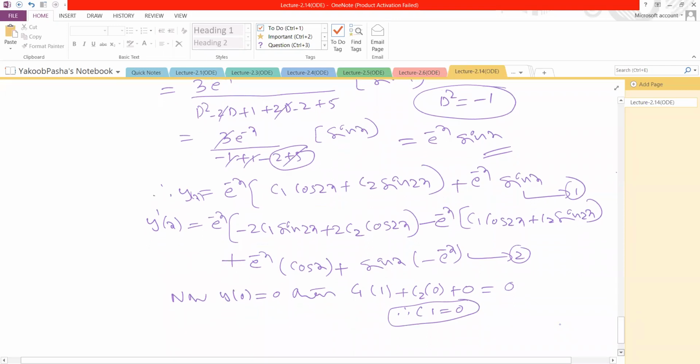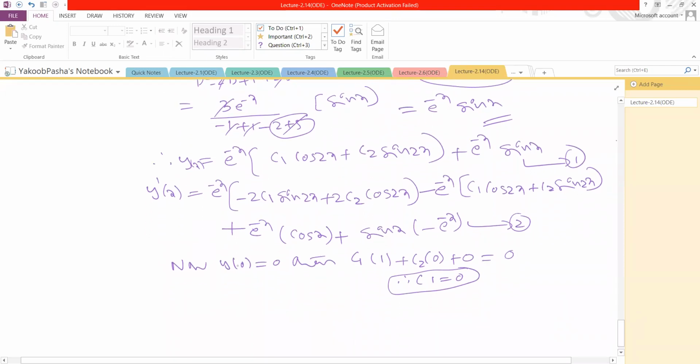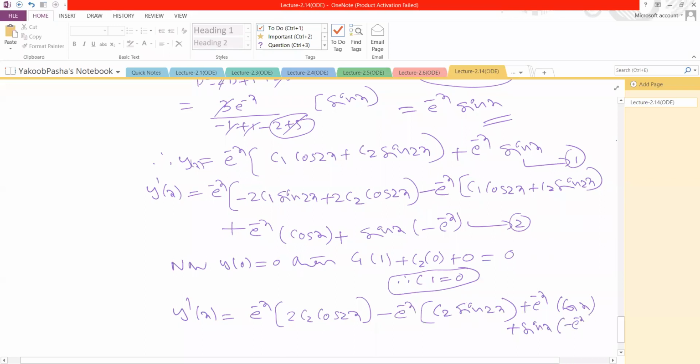Now we have to find the c2 value. Before the c2 value, let us write y dash of x here. Therefore y dash of x is equal to e^(-x) times, with c1 as 0, 2c2 cos 2x, minus e^(-x) times, with c1 as 0, c2 sin 2x. The remaining terms stay as they are: e^(-x) cos x + sin x into e^(-x).